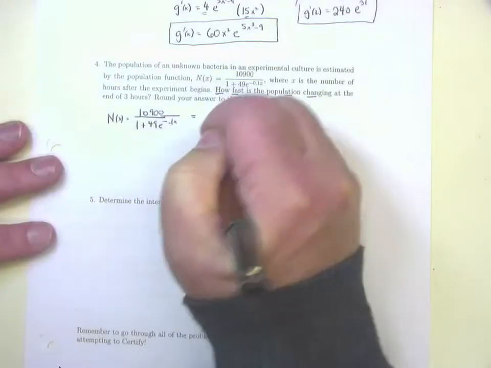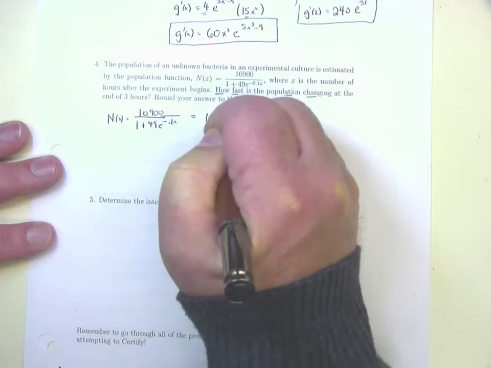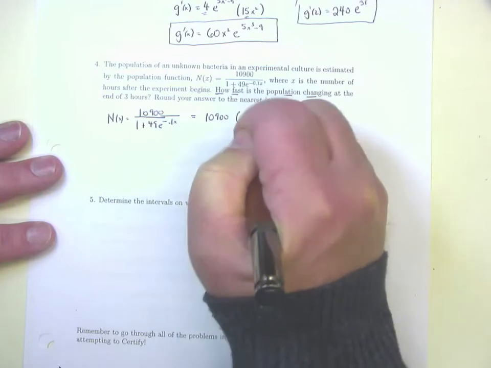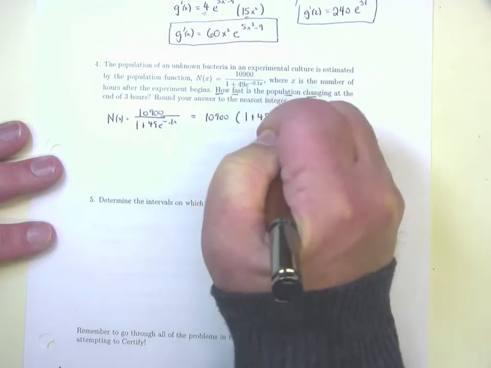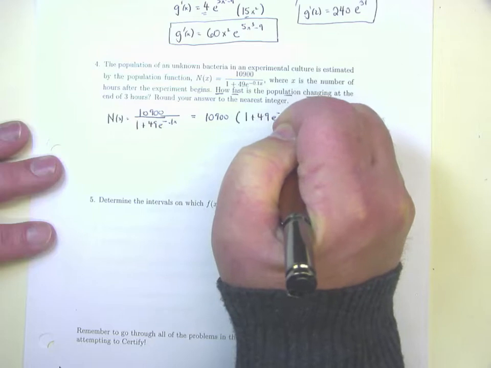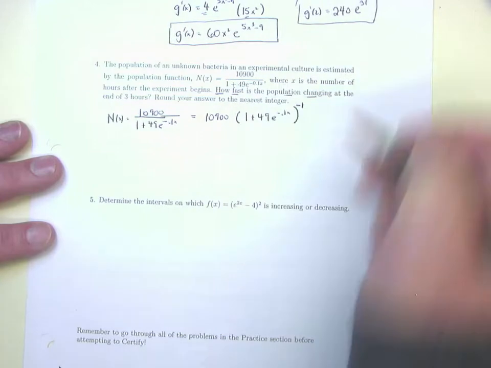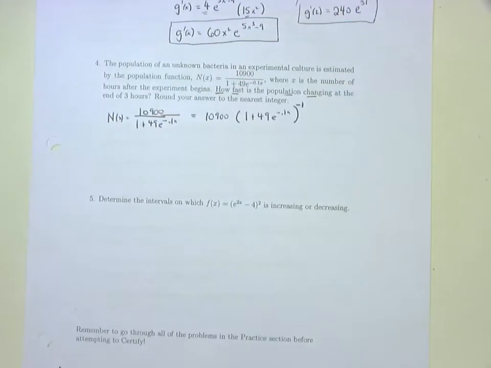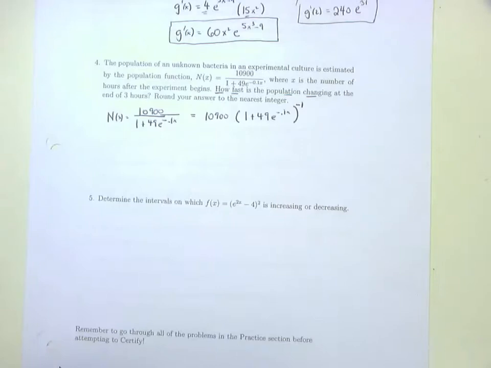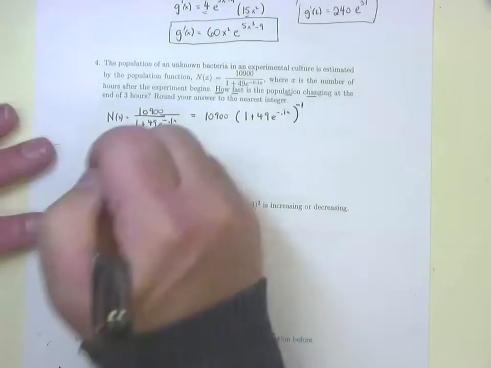So bringing it to the top, that 10,900 is a constant, times 1 plus 49 e to the negative 0.1x, close parentheses, raised to the negative 1. Does that make sense? I just brought it to the top, put parentheses around the whole thing, and made the exponent negative. And this is implied to have a power of 1 on it. So now I'm going to take my derivative.